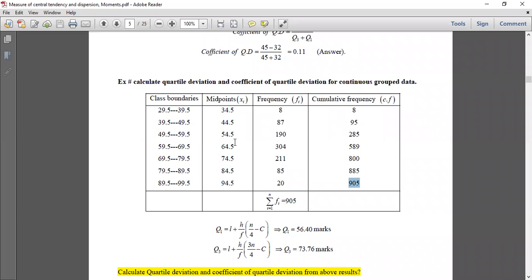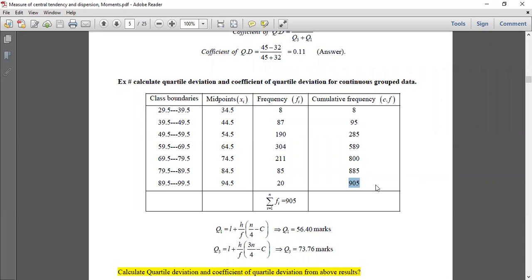We calculate the cumulative frequency by the addition of the frequencies. The first cumulative frequency is 8. The second one is 8 plus 87, that is 95. The third one is the addition of these three. So the cumulative frequency is the running total, and the last number we get is 905. So the total cumulative frequency is 905.